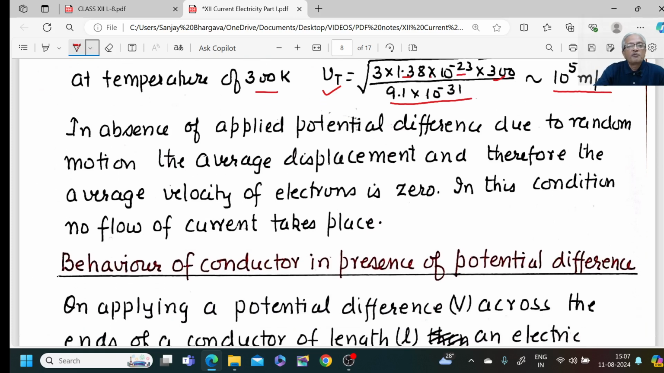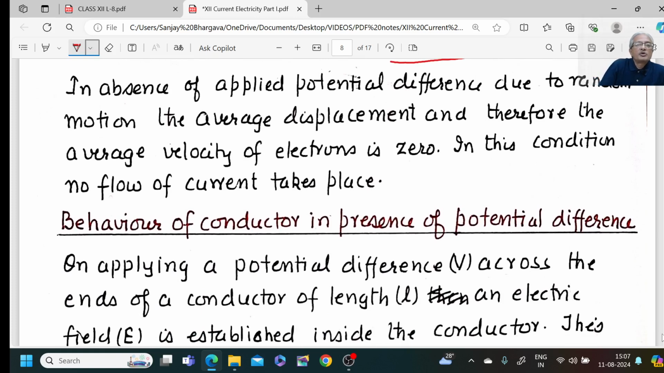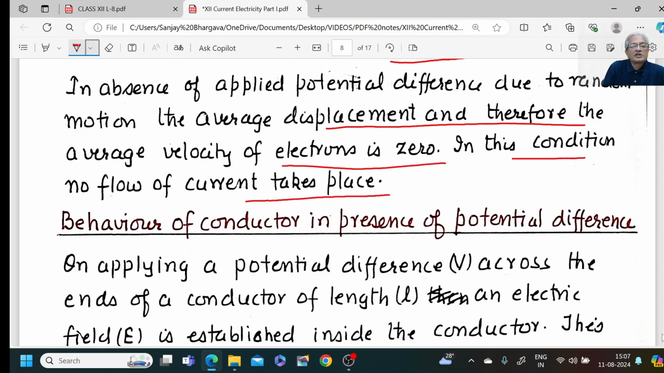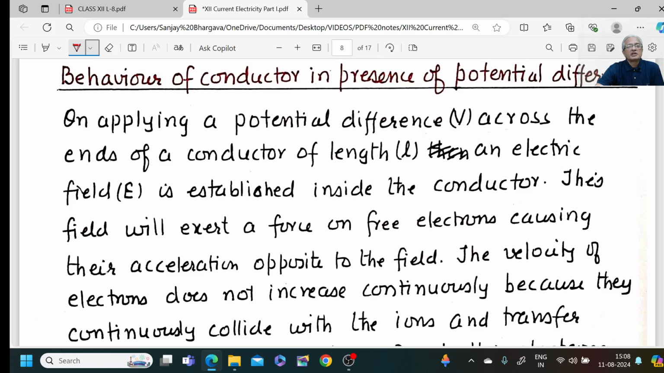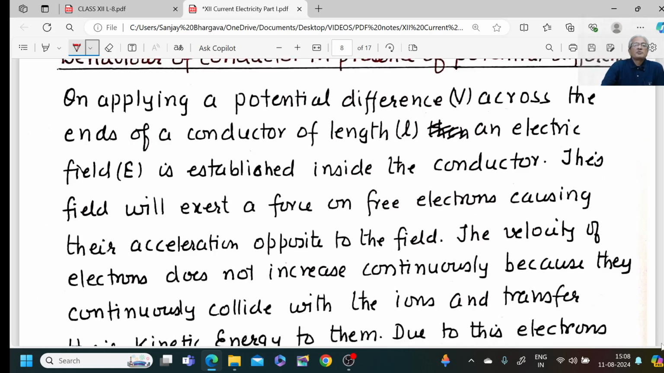In absence of potential difference, due to random motion, the average displacement and therefore the average velocity of the electron is 0. In this condition, no flow of current takes place. Since the average displacement comes out to be 0, the average current comes out to be 0, so one can say no flow of current takes place. Now we would like to study the behavior of a conductor in the presence of potential difference. Now let us apply the potential difference.